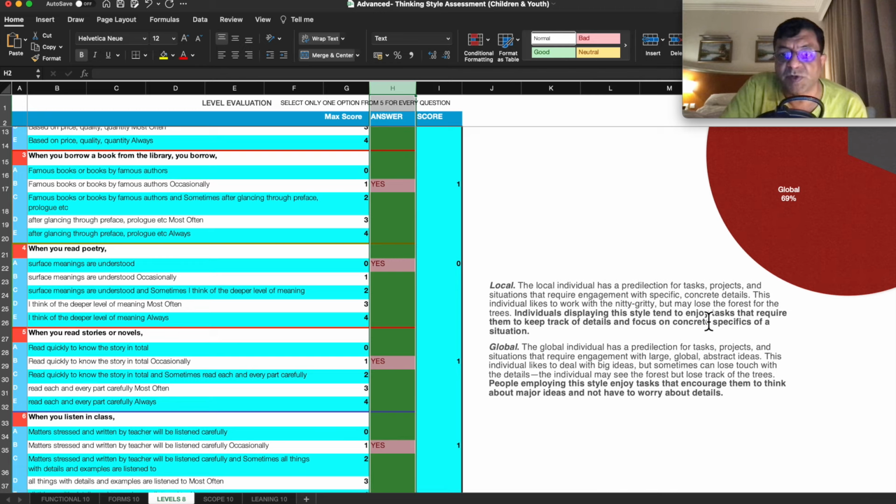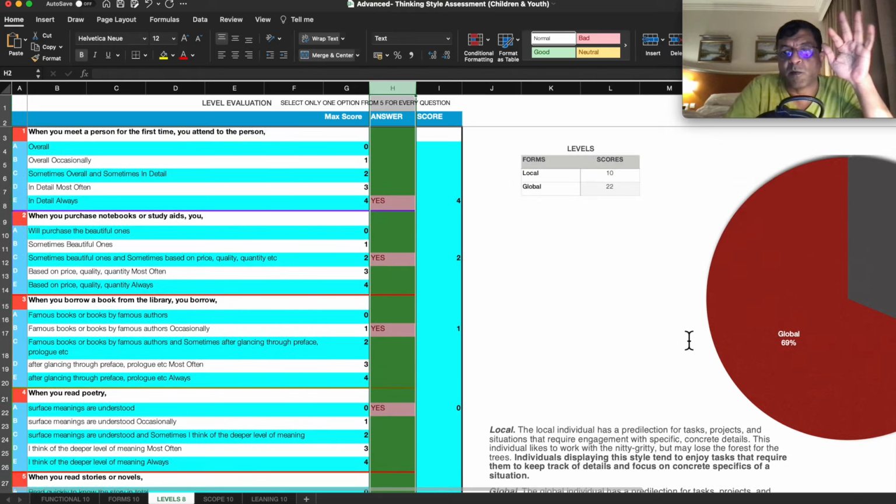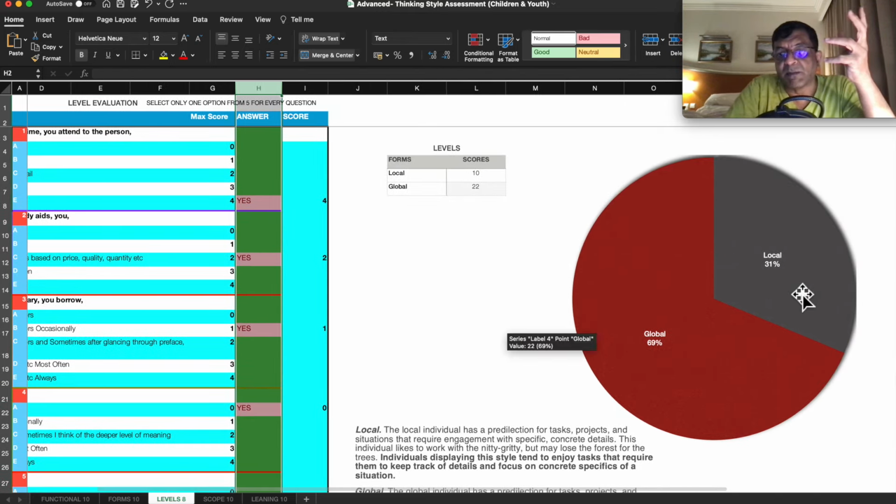The local individual wants to do tasks which require them to keep track of details and focus on concrete specifics of a situation. The global guy, on the other hand, employs the style to think out major ideas and not worry about details. It's about details versus the larger picture here. This test will tell you how much of a local person you are, how much of a global person you are, right?